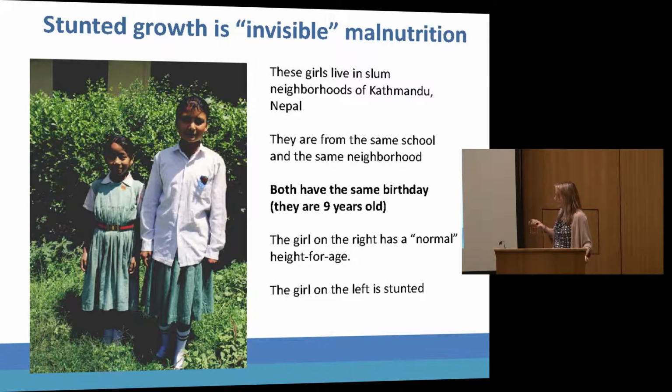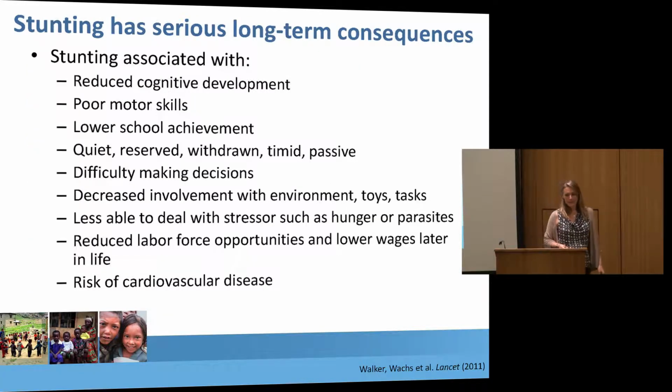The girl on the right is the median height for her age, and the girl on the left is about 3 or 4 standard deviations below the median height for her age. But if you saw her running around the playground, engaging with her friends in the classroom, you might not recognize that she was stunted or malnourished. But what we know is that stunting has serious long-term consequences. Stunting is associated with reduced cognitive development, poor motor skills, lower school achievement, difficulty making decisions, and then later in life with reduced participation in the workforce, lower wages, and risk of cardiovascular disease.